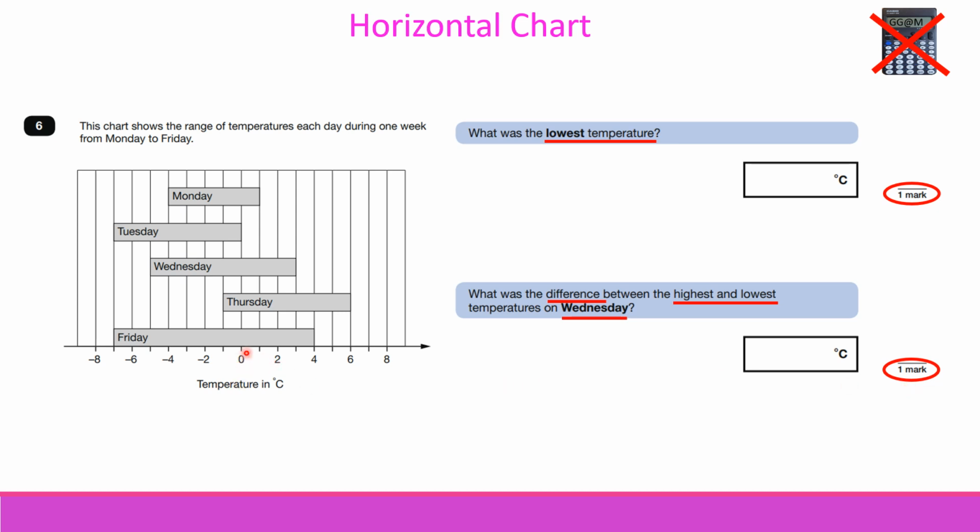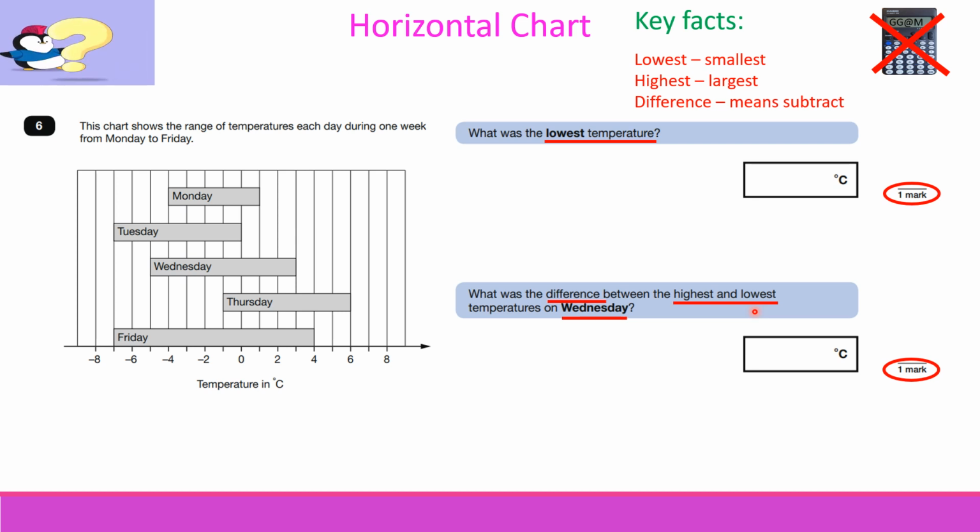Now remember, you've got your number scale written here, so you've got 0 going all the way up to 8 on the right, and then going down to the left, down to -8. So you're going to look at these scales here and work out the lowest temperature and then the difference. Now the key facts in the question are that the word lowest means the smallest, the word highest means the largest, and the difference means subtract. So take away the highest value, take away the lowest value. Press pause, have a go at working out the answer, and then press play when you're ready to hear the answer. Well done guys, hopefully you've managed to get yourself an answer.